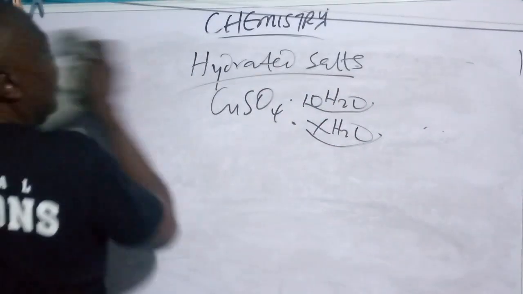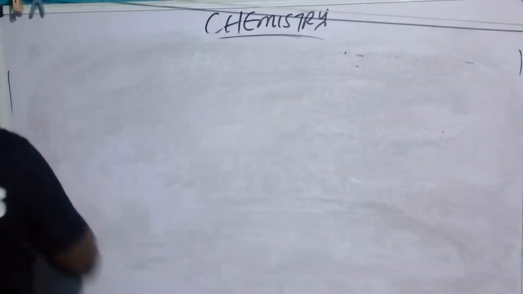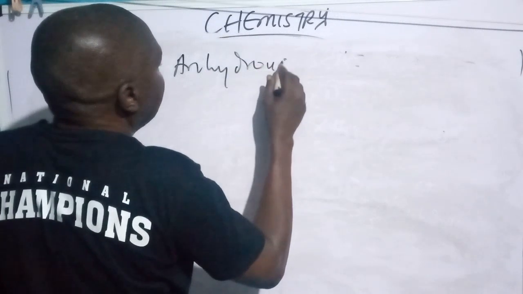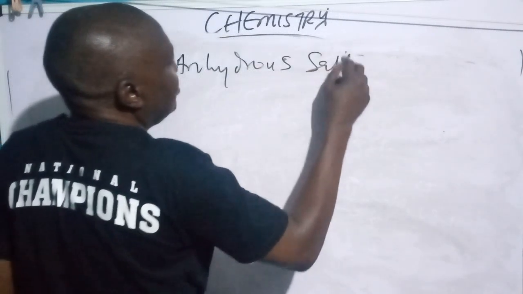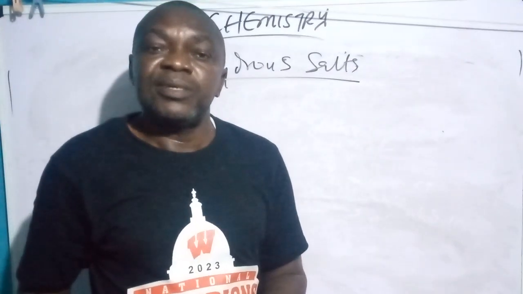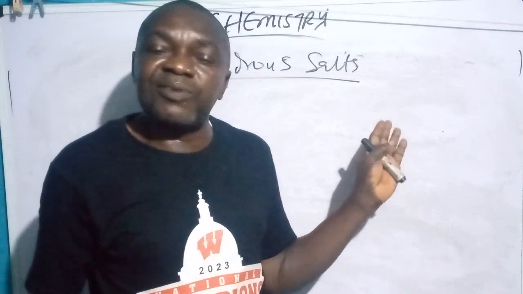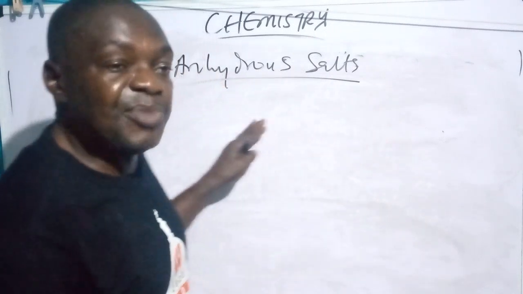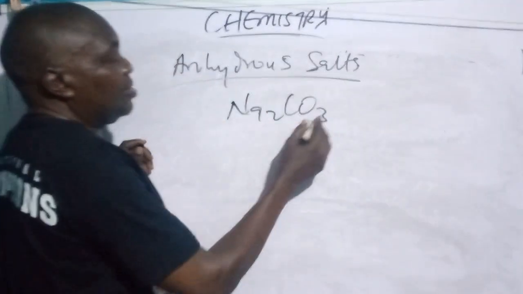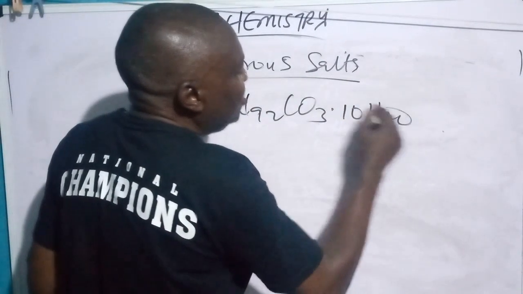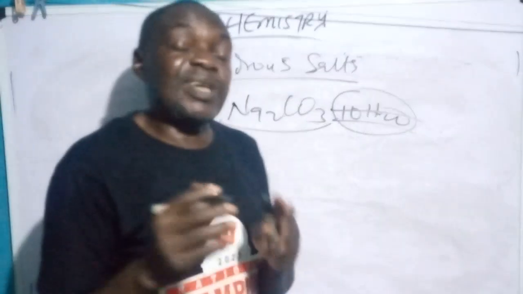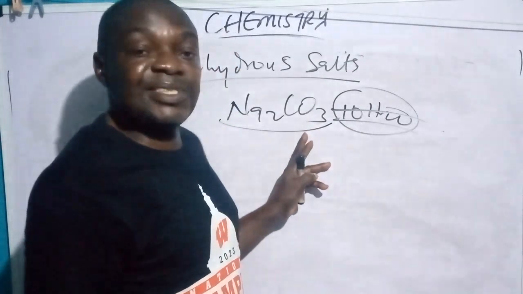Then again, you have another one we call anhydrous salt. This is the residue left behind when you heat hydrated salts. The salt that contains water of crystallization, when you heat it, the residue left behind is called anhydrous salt. You can have Na2CO3.10H2O. If this one is heated and the water goes off, this one is now called anhydrous salt. When the water of crystallization has been removed, what you have left is anhydrous salt.